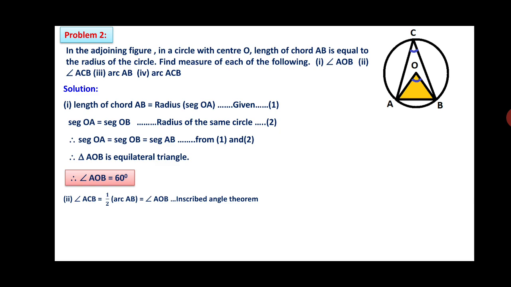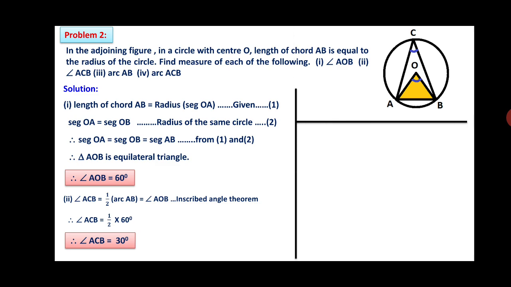Angle ACB is equal to half measurement of arc AB, which is equal to angle AOB. That is the inscribed angle theorem. Therefore, angle ACB is equal to half into arc AB, which is equal to the measurement of the corresponding central angle. Therefore, measurement of arc AB is 60. There we will substitute the 60. After simplification, you are getting measurement of angle ACB is equal to 30.